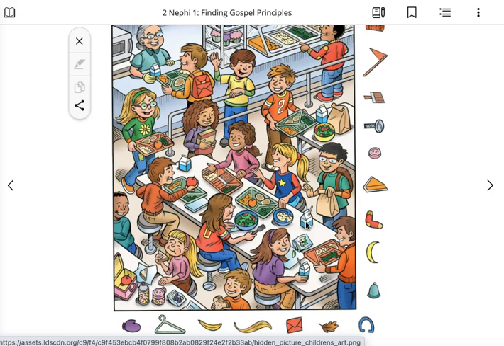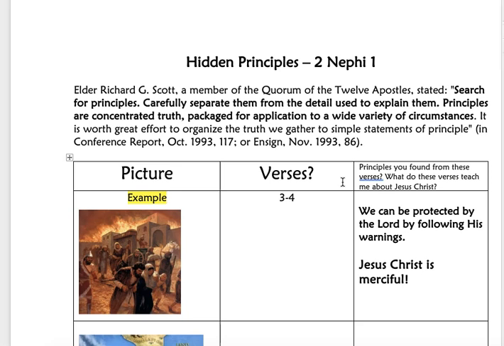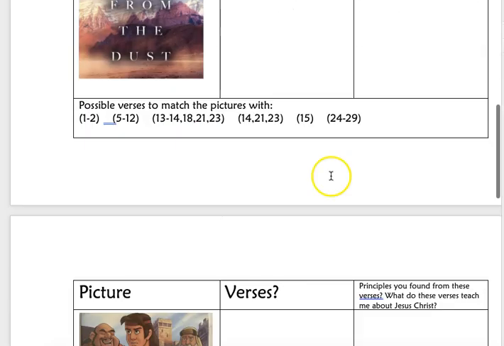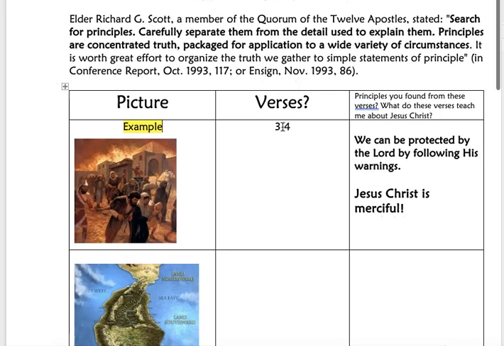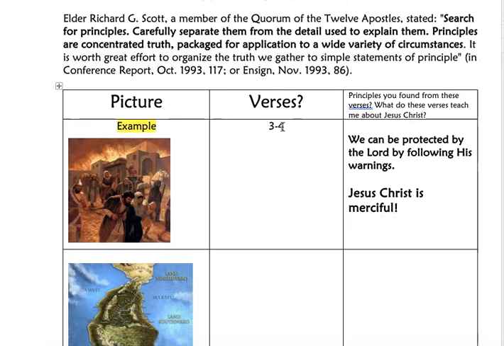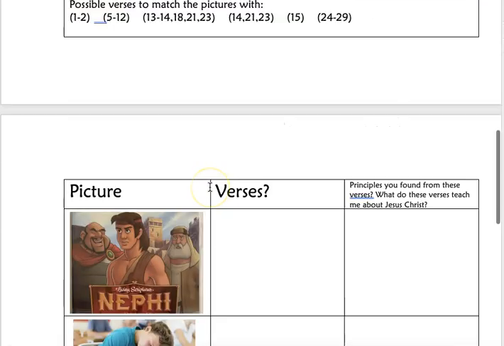Then let them know you're going to transition into 2nd Nephi chapter 1 and you're going to do a hidden pictures hidden principles activity in 2nd Nephi chapter 1 today. Explain to them that they're going to see 6 pictures and they're going to be trying to match which verses go with which picture. So you could do this in teams where they could be scanning the whole chapter as a team with 2 or 3 of them. You could have them do it individually. It's however you want. The idea is to get them in this chapter and let them really pick apart these verses and then see which verses go with which pictures.